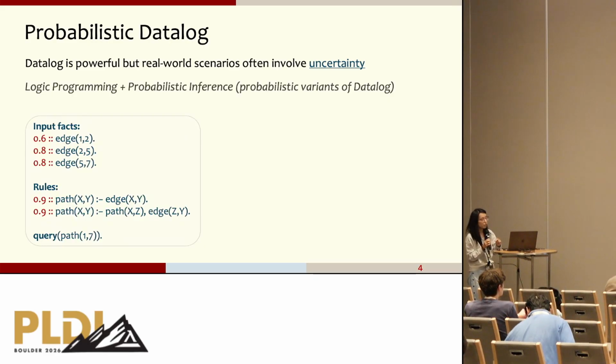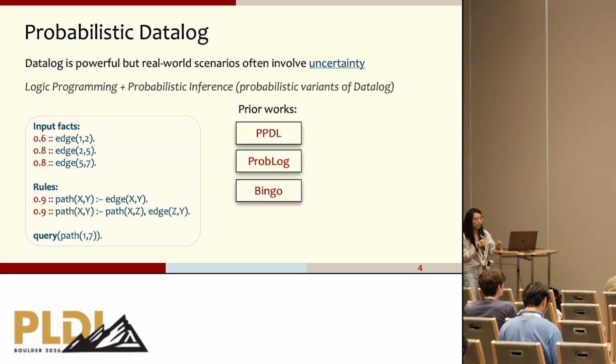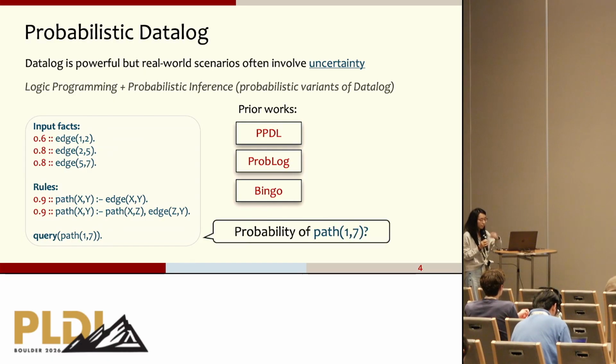Here is another program which is adapted from the one you saw on the first slide. We can associate each input fact and each rule with a corresponding probability. This kind of program can be handled by a lot of previous solvers working on probabilistic Datalog, like ProbLog. And then these solvers are trying to answer a different question, which is about the probability of pass17. These are pretty good, and we can actually use this solver to resolve probabilistic Datalog programs.